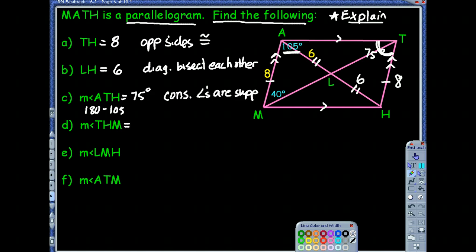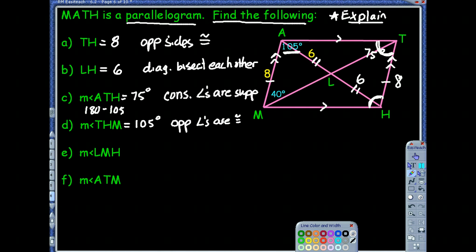Angle THM's measure. So angle THM, that's this one right here. Well, I see a couple ways I could talk about that one. I know it's also consecutive with the 75, so I could do the supplementary idea again, but I also have the opposite angle of 105. And I remember the property that said opposite angles were congruent. So that probably to me would be quickest. I think so too, because then I don't really have to show any work because I know that they're the same.